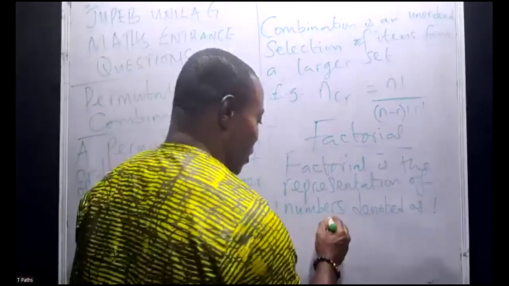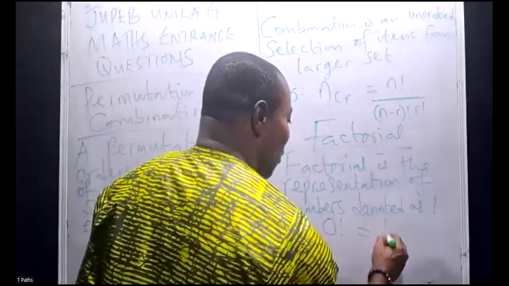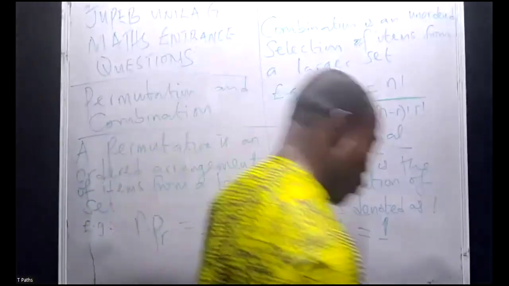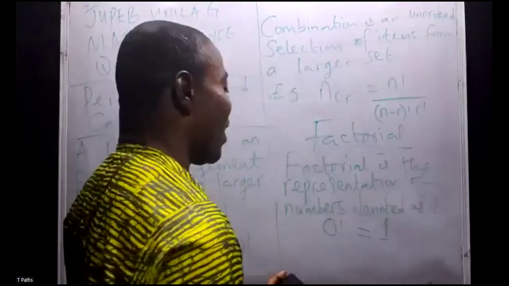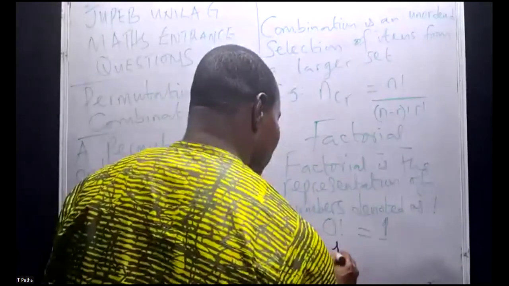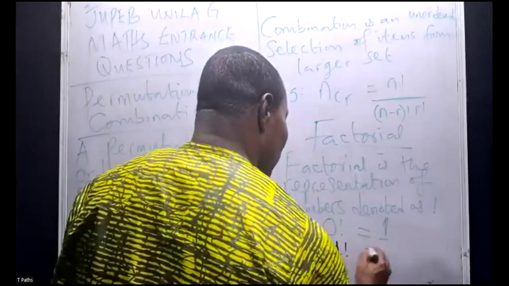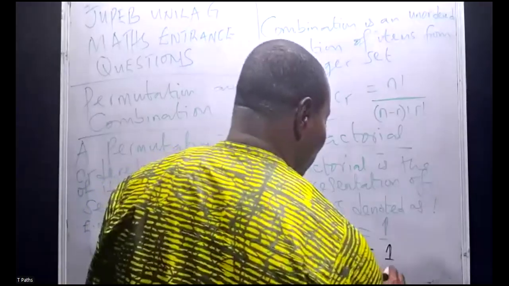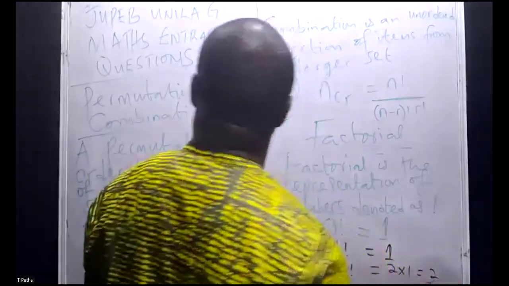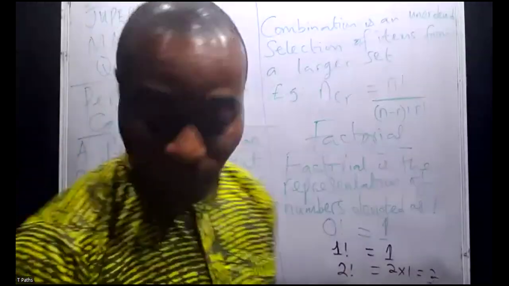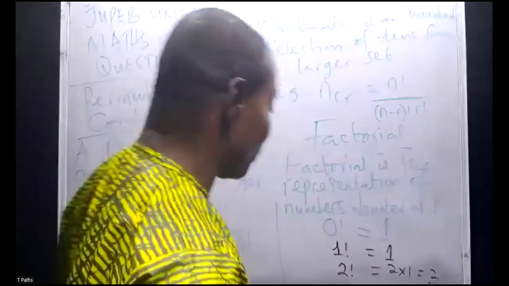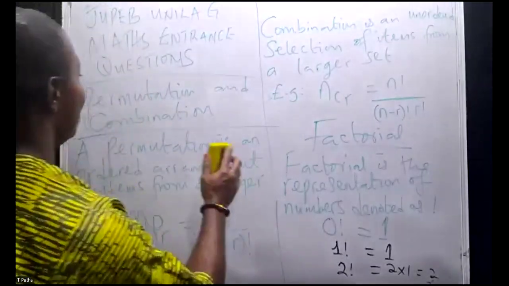Now, 0 factorial is 1. In that order, 0 factorial is 1. Then we have 1 factorial, which is 1. We have 2 factorial, which is given as 2 times 1, which is 2. Are we following me? So in that order, 0 factorial is 1, 1 factorial is 1, 2 factorial is 2.